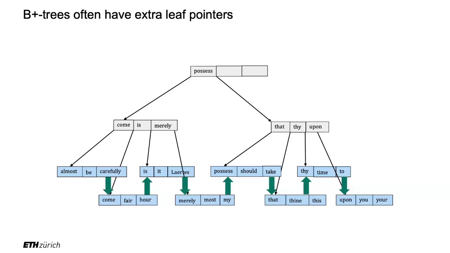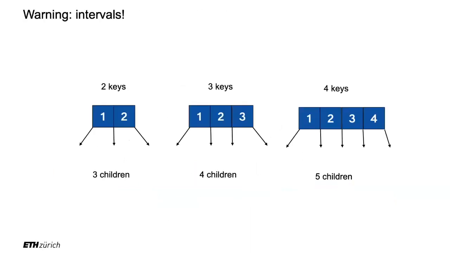Let me ask it simpler. Imagine I have 4 children. If I have 4 children, then how many values do I have? Yes? 3. It's minus 1, basically. If I have 7 children, how many values? 6. So if I have between 4 and 7 children, then what's the interval of values? 3 and 6.